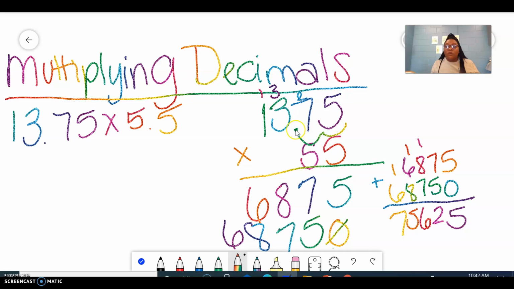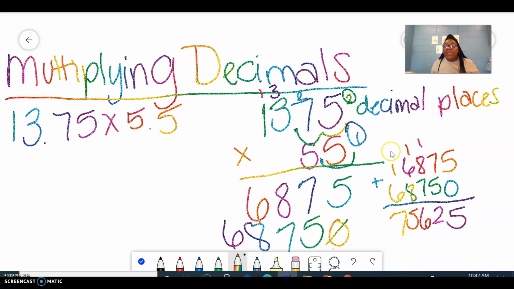We had 2 decimal places here, with 13.75. We move that decimal 2 places. I'm going to write a 2 here and circle it. And with 5.5, we had 1 decimal place. Circle it. And so this tells us how many decimal places to move with our final number by adding those 2 decimal places together. What do I mean by that?